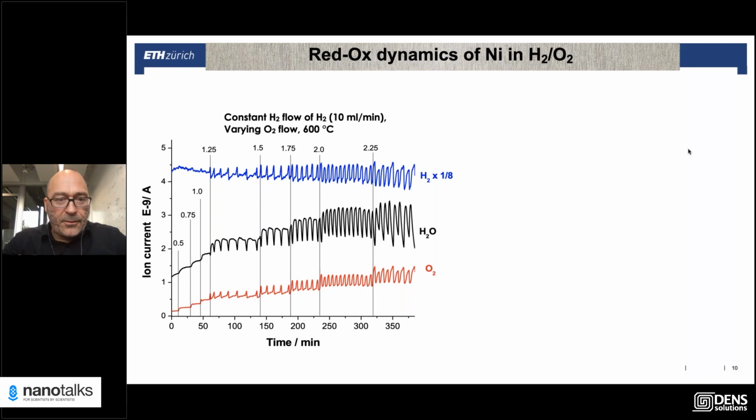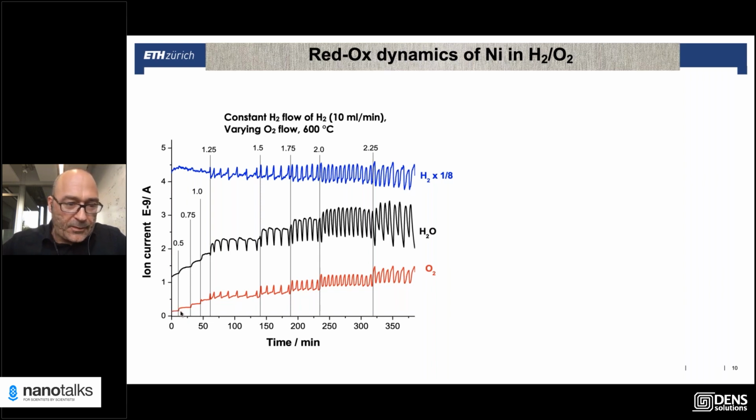So what I just showed you, we did lots of different types of testing parameters, but what you see here is we started with a constant flow of hydrogen. We didn't touch the hydrogen flow. So in a pure hydrogen atmosphere, it's difficult to form water. So we slowly introduced more and more oxygen.